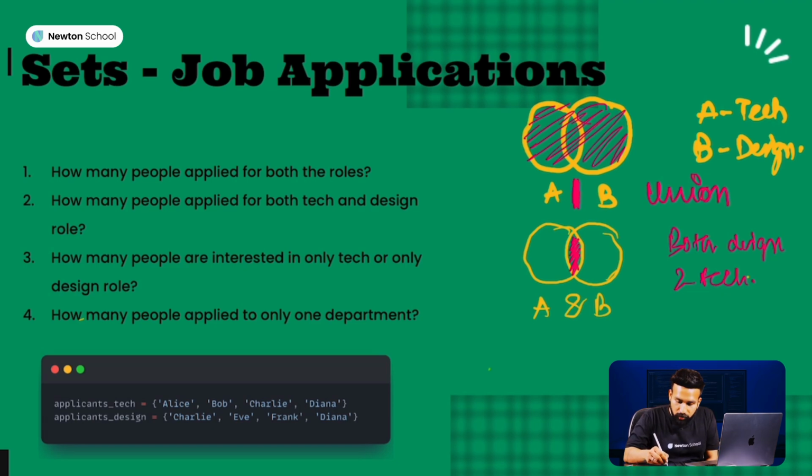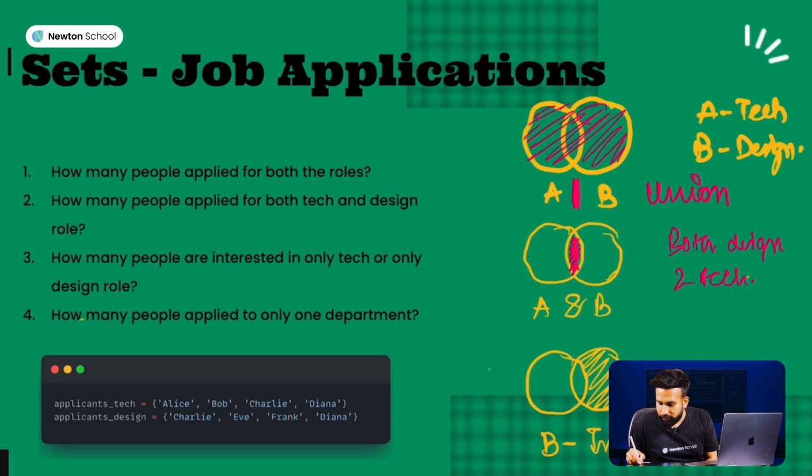Now if I want to get those applicants who have applied only for design, if this is what I am interested in, I will do B minus intersection of A and B. B minus intersection of A and B.